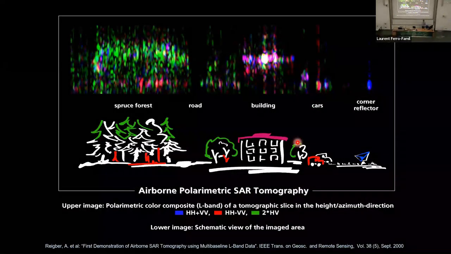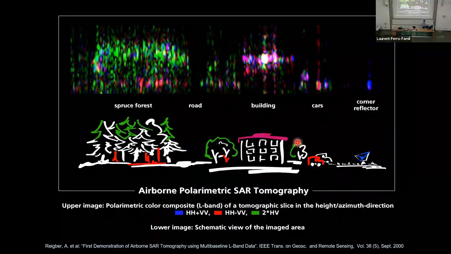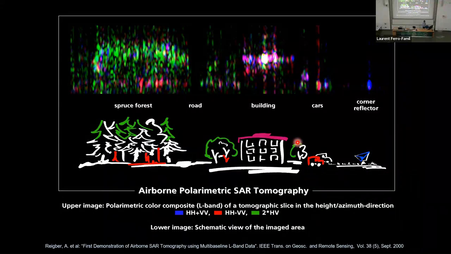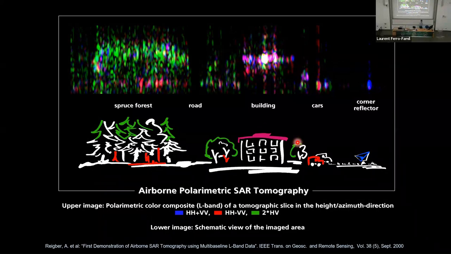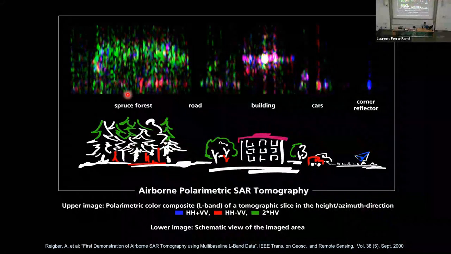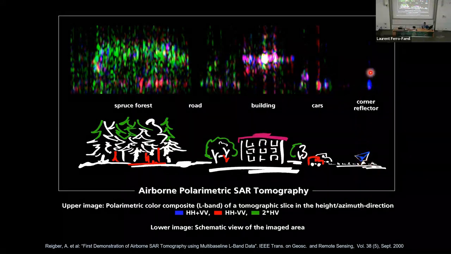Let's make an example again with data. This is again this first polarimetric, interferometric, and tomographic acquisition around DLR. And this was the very first tomographic profile that was coming from those acquisitions. And here you see you have different parts of the scene. You start with a forest, and you have buildings, you have cars, and you have a corner reflector here.